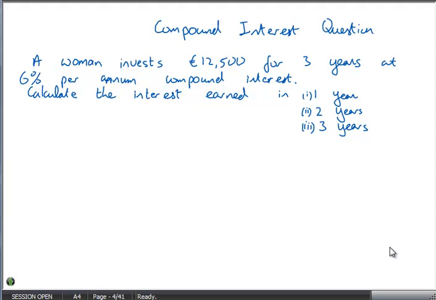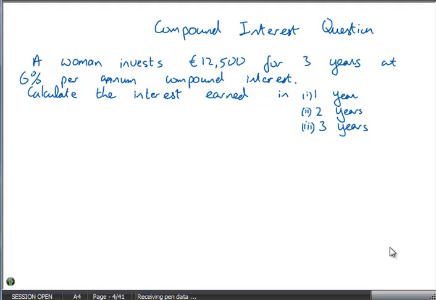So here we have a compound interest question. It's a little bit different than the last one because it's a worded question. Now, my handwriting isn't great, so I'll talk through the question. It's: a woman invests €12,500 for 3 years at 6% per annum compound interest. Calculate the interest earned in 1 year, 2 years, and 3 years.